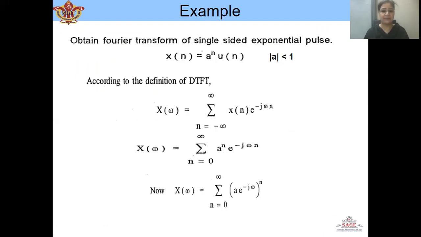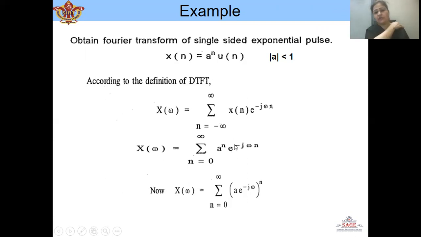Now in another example, I will find out Fourier transform of exponential pulse a to the power n u(n), where magnitude of a is less than 1. Now using the formula of DTFT, I'll put x(n) here, which is a to the power n u(n).